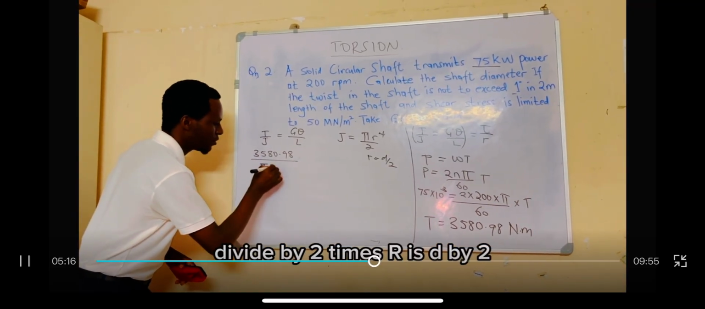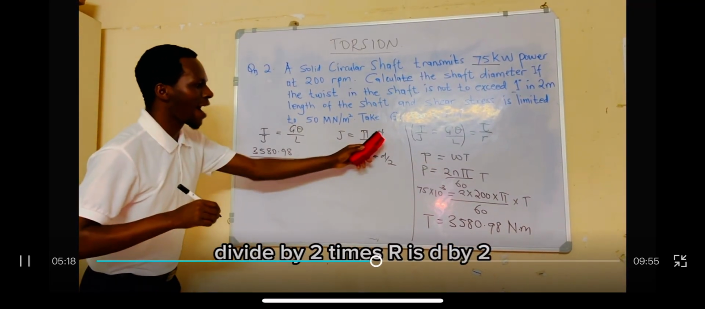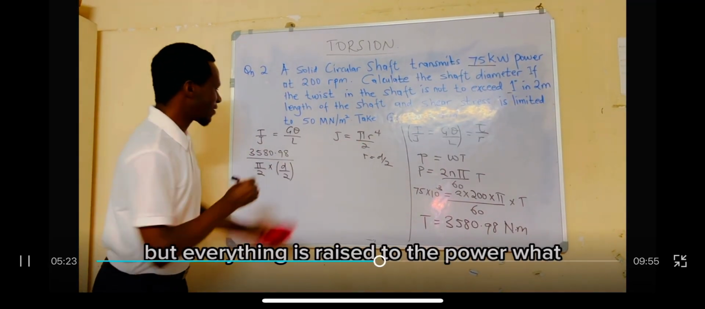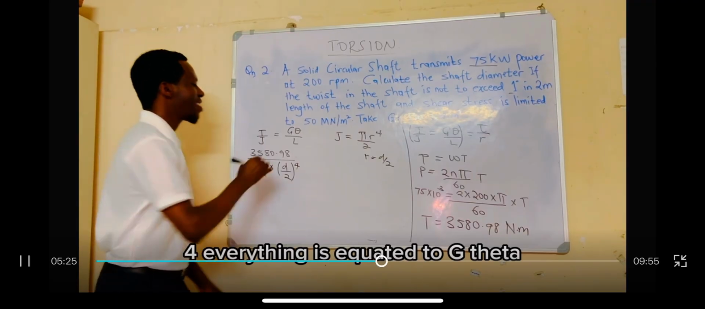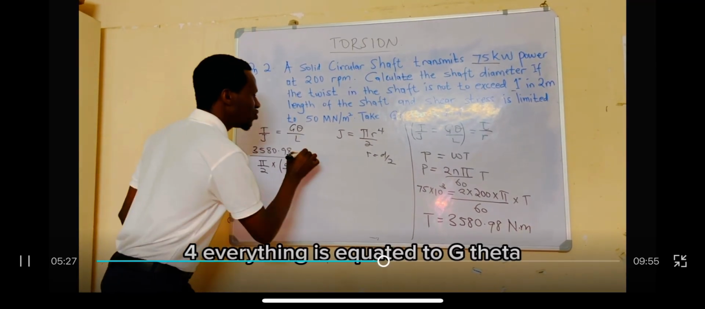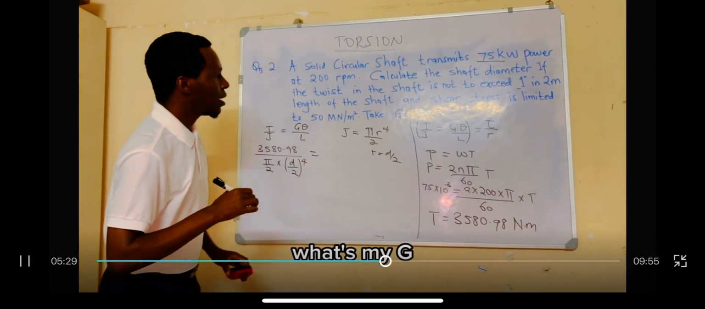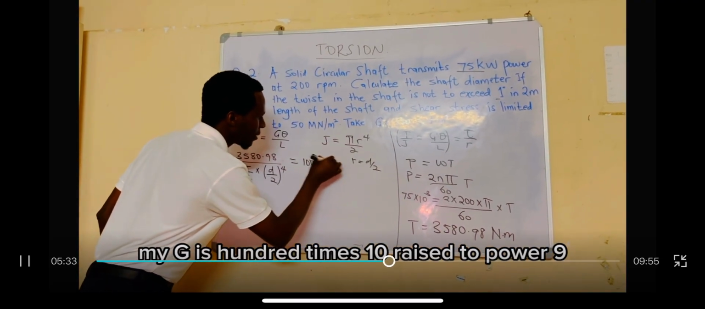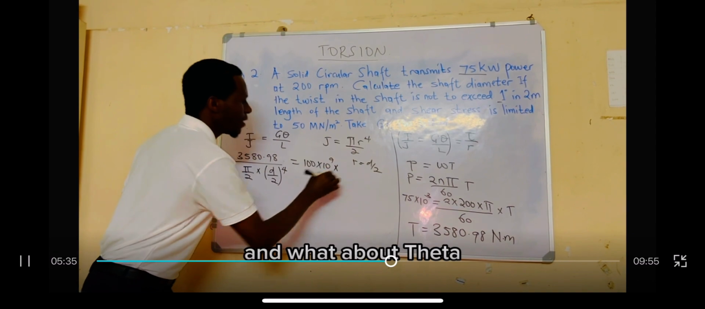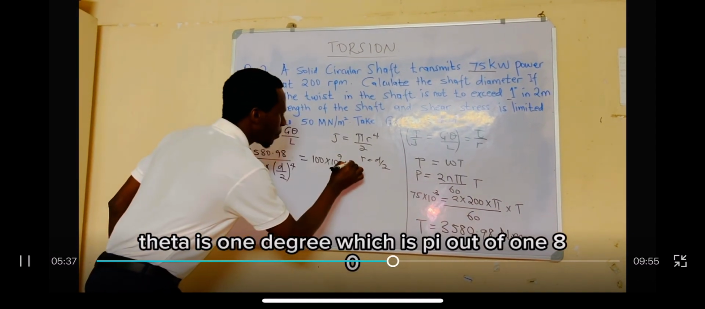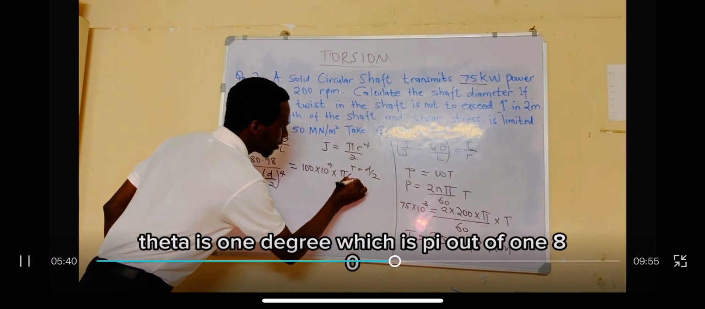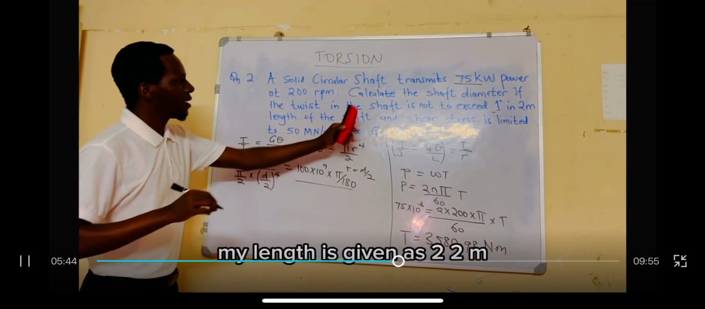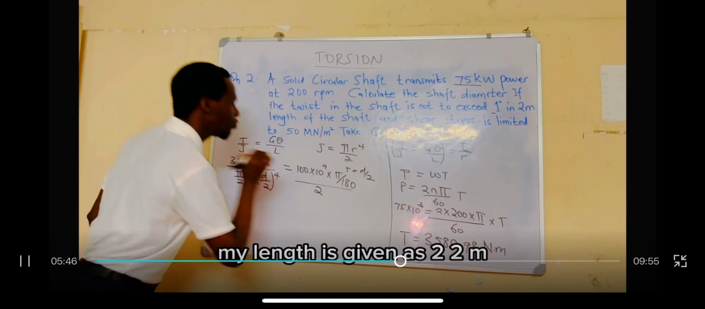Now, what will I put here? Pi divided by 2 times r, where r is d by 2, but everything is raised to the power 4. Everything is equated to G theta. What's my G? My G is 100 times 10 raised to the power 9. And theta is 1 degree, which is pi over 180. Then you divide this by the length. My length is given as 2 meters.